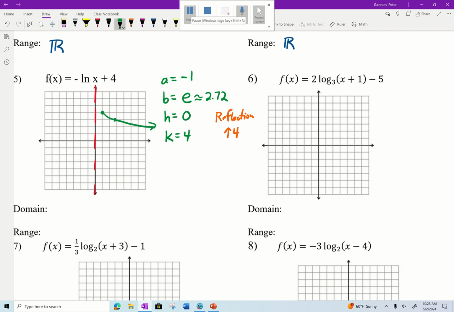Graph will curve down on the right, go up towards the asymptote on the left. Our domain, x is greater than 0. The range, all real numbers.